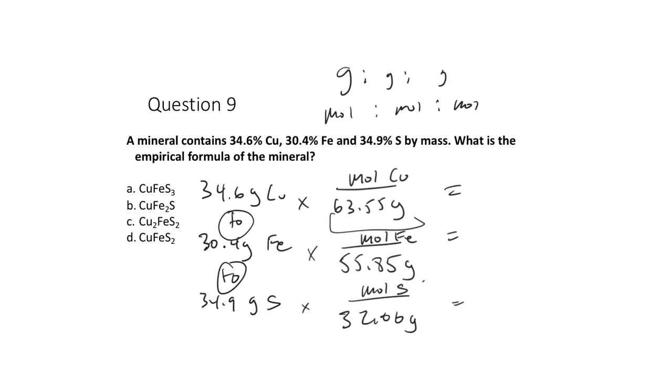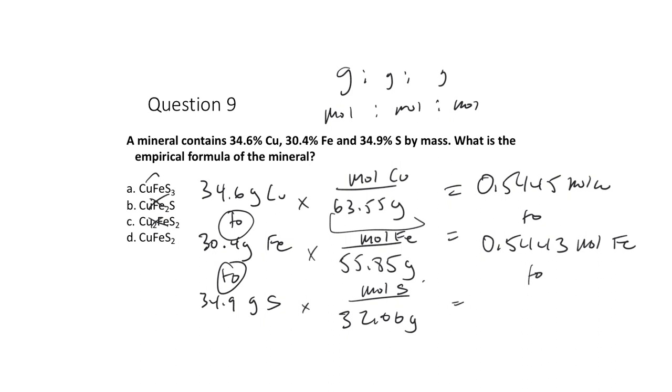Let's stop and calculate how many moles we have in this sample to get our ratio of moles. So 34.6 divided by 63.55 is 0.5445, present in ratio to 30.4 divided by 55.85, pretty much the same number, 0.5443 moles of iron. So my copper and iron moles should be equal to each other, so I can already start ruling out answers B and C.